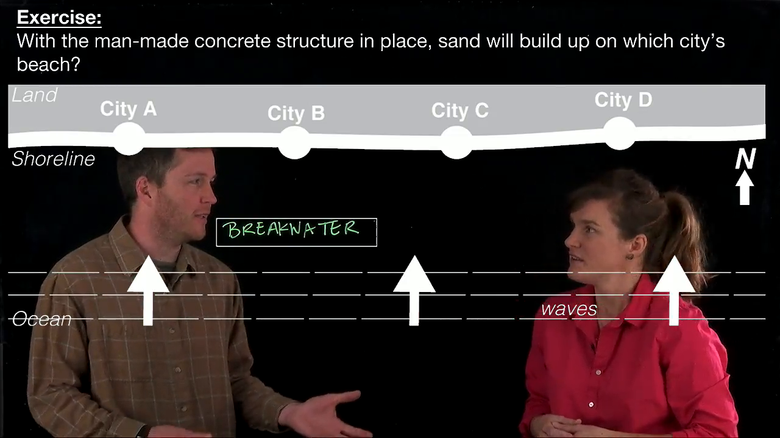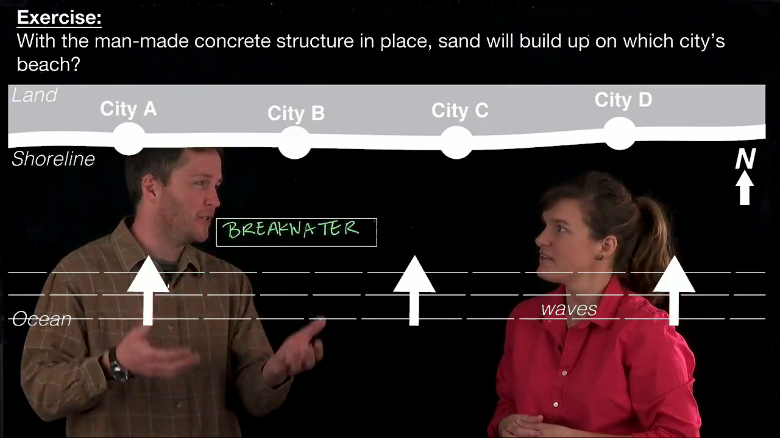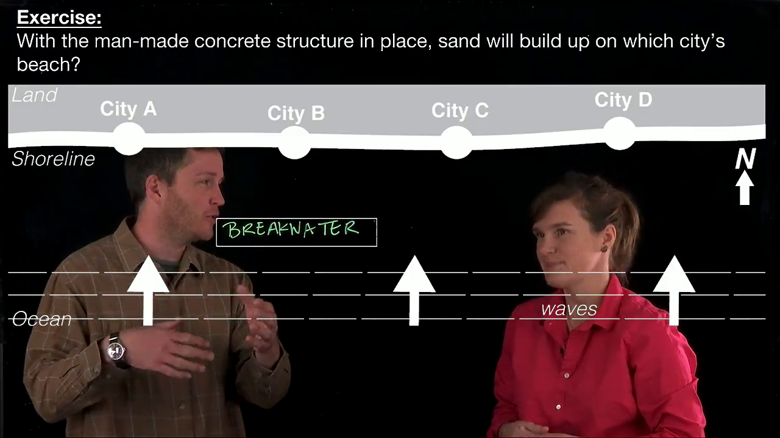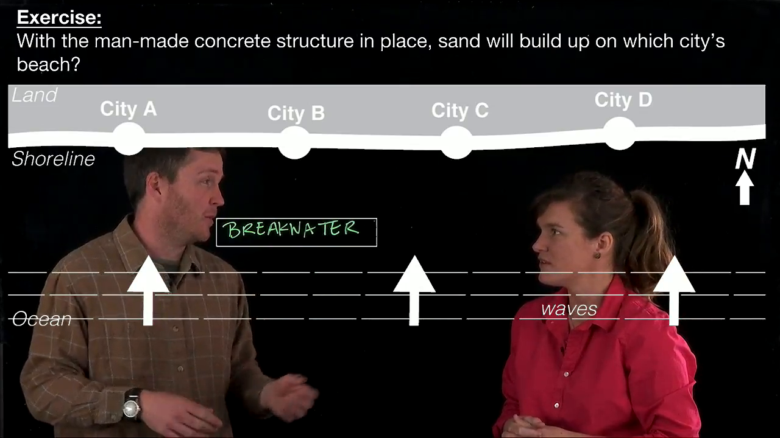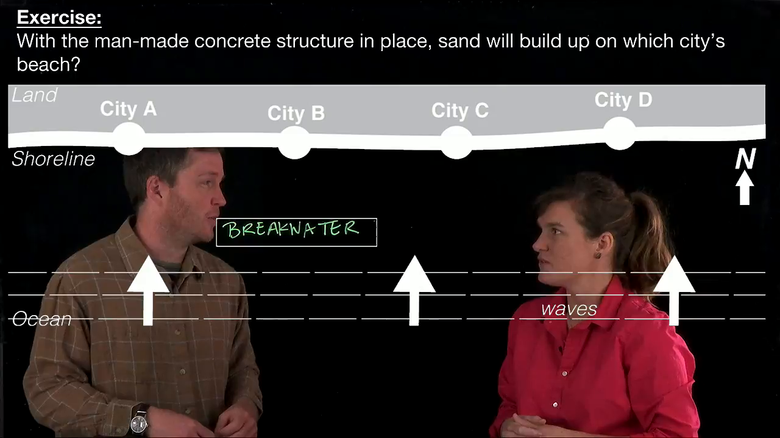Okay, so I think I understand it. As the waves are coming in, some of the energy gets dissipated by these concrete structures that are off the shore. And that probably changes some of the wave properties as those waves come in as well.